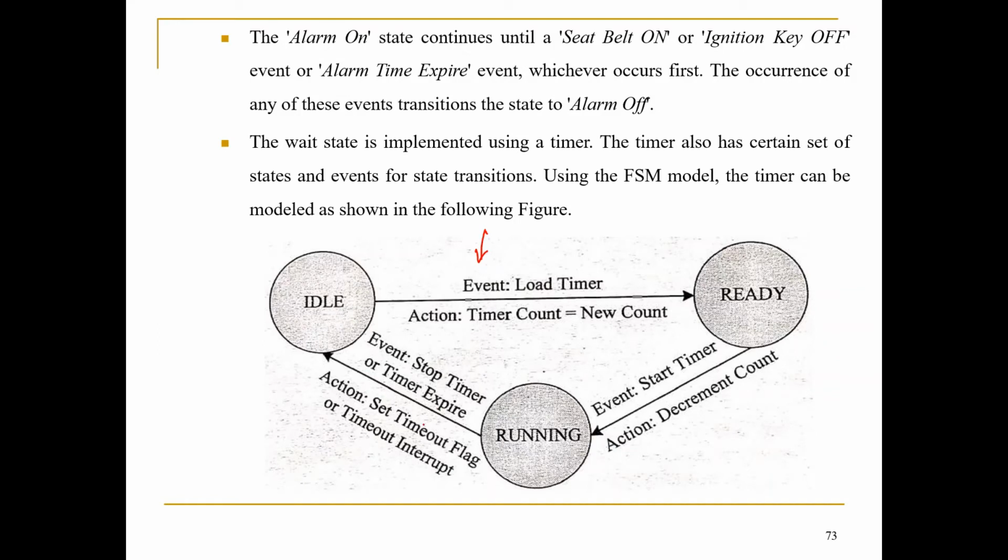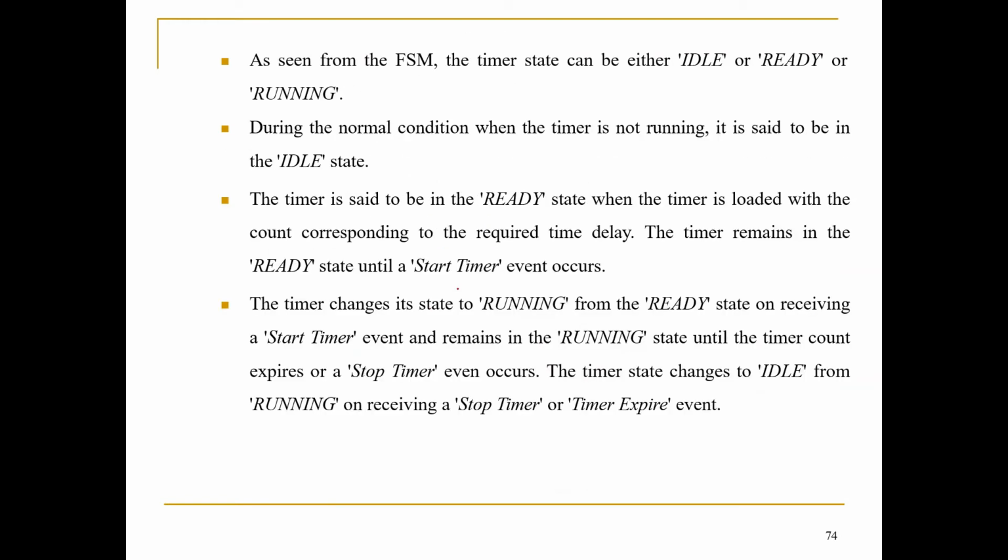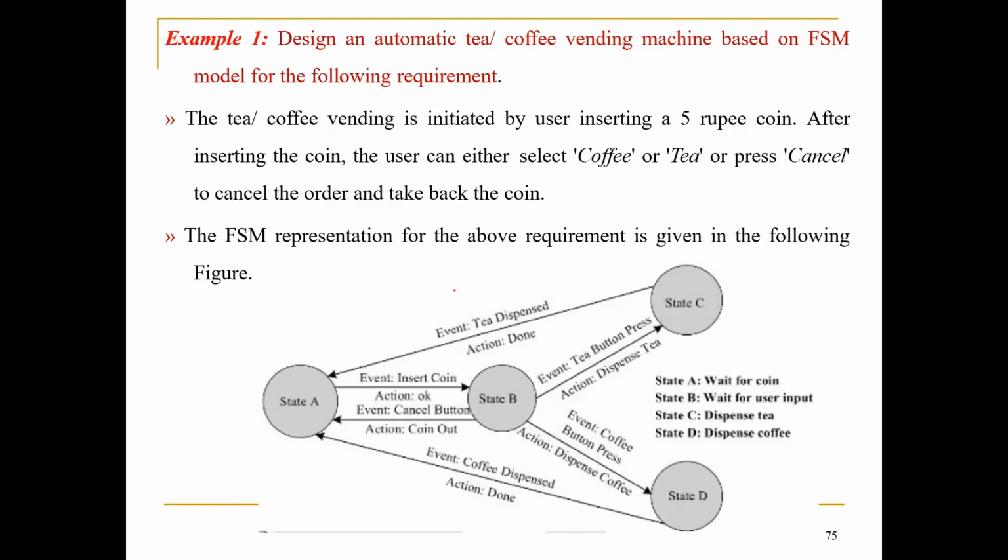The action that will happen is set timeout flag or timeout interrupt. So this is how you can represent any system using an FSM. Any particular system can be represented using an FSM. Very similarly, we have one more example to be taken here. There are a lot of examples given in the textbooks. You can refer to them. So this is one more example, of a coffee vending machine.